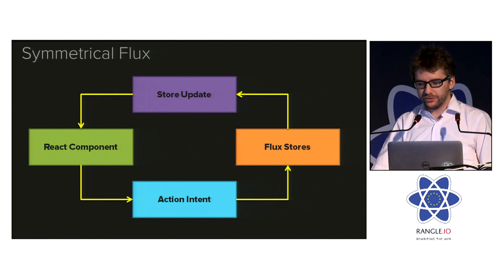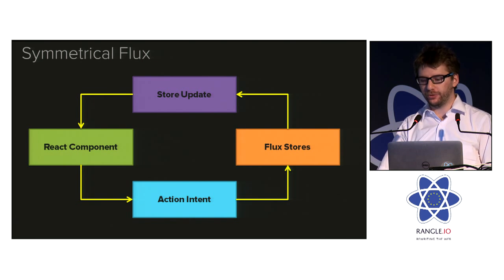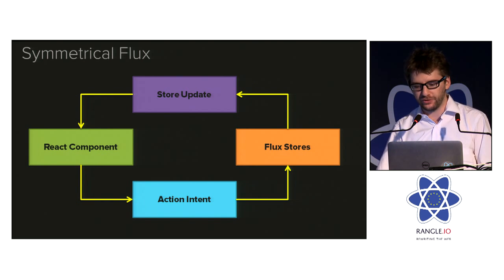It's very convenient to represent Flux like that because React component and Flux stores share symmetrical properties. For example, from the point of view of a React component, the store updates form the single source of truth. It can replay all the updates received since its instantiation and reconstruct its internal state from scratch. Symmetrically, from the point of view of a Flux store, the action intents form the single source of truth. It can replay all the actions received since its instantiation and reconstruct its internal state from scratch.